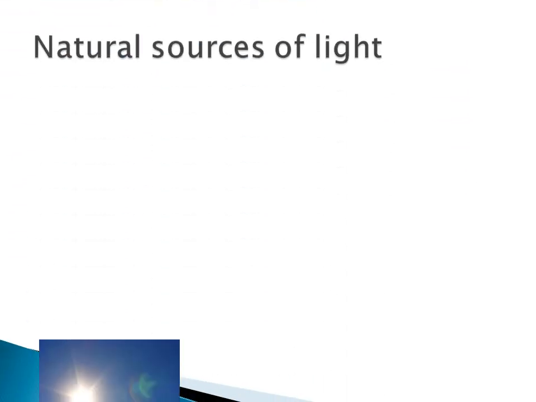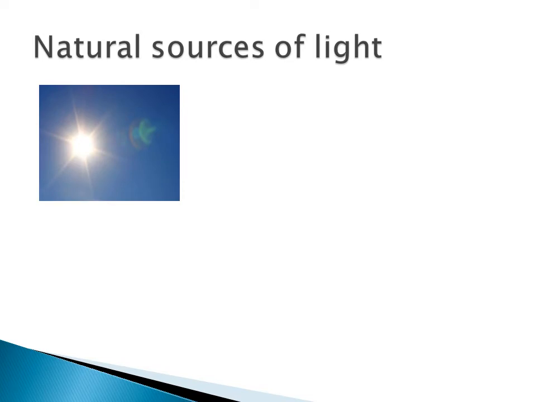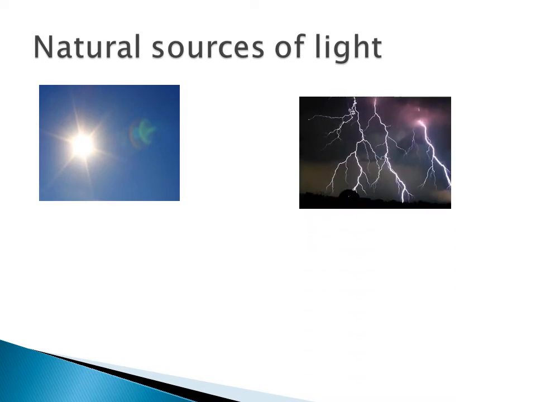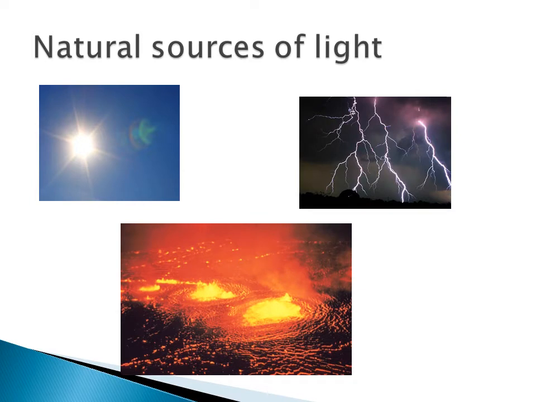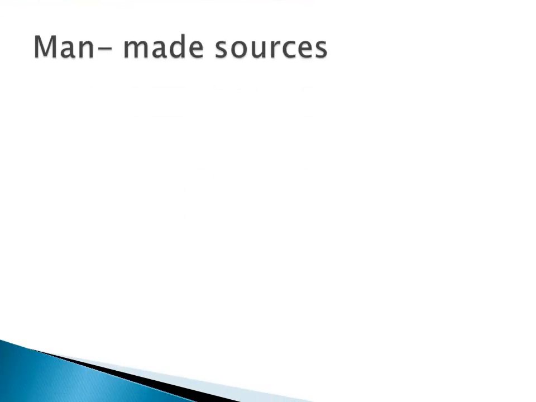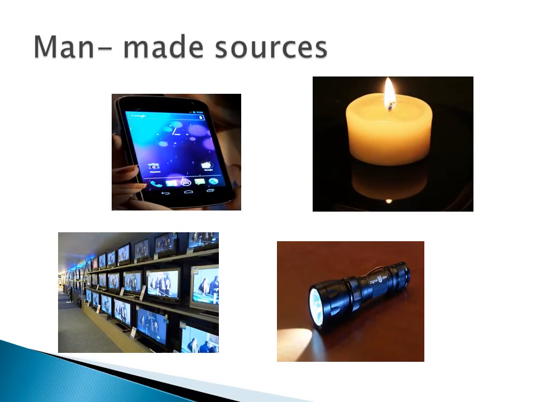Here, look at this picture. They are natural sources of light: the sun, the lightning, and the lava. Yes, the light comes from it, so they are sources of light. The second thing here is the man-made sources. Like what? Like the mobile screen, the candle, the torch, and the TV screen. The light comes from it, so they are called sources of light.